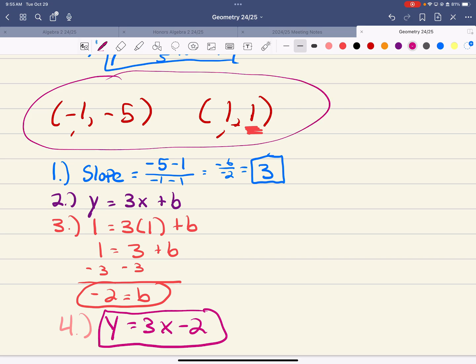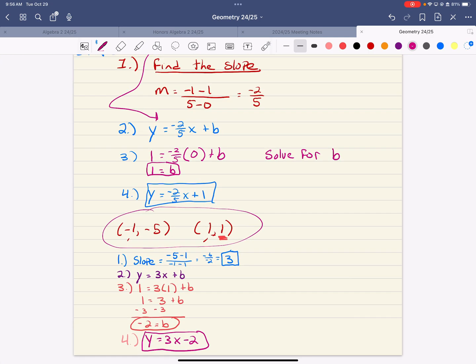Again, step 1, find the slope. Step 2, write your equation with the slope. Step 3, substitute in one of the points for your x and y and solve for b. Step 4, rewrite step 2 with the b value in it. Works every single time when you're writing equations of lines, passing through 2 points. Questions with those 2? Try one on your own.